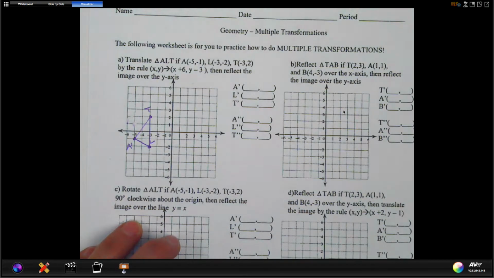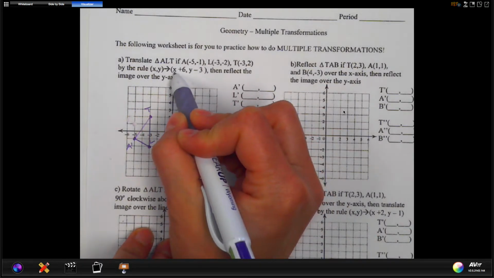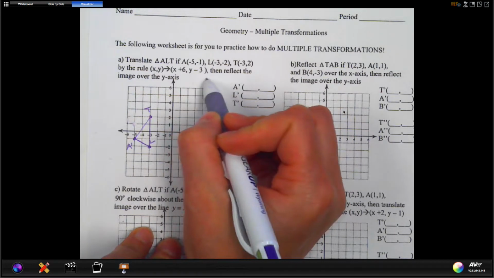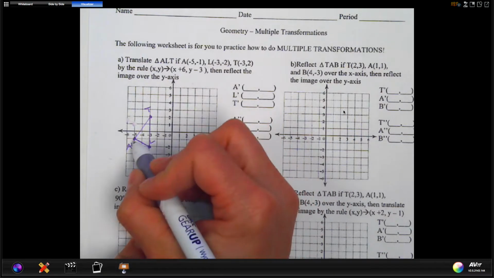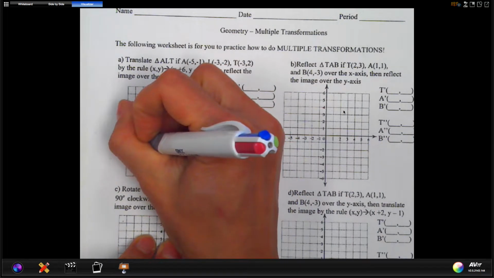Now we have to follow what it tells us to do. Our first thing is to translate. X plus 6 means we're going to go right 6. Y minus 3 means we're going to then go down 3. So I'll start with A. Ooh, that should say A, not A prime. I'm full of mistakes this morning, so this is just A.